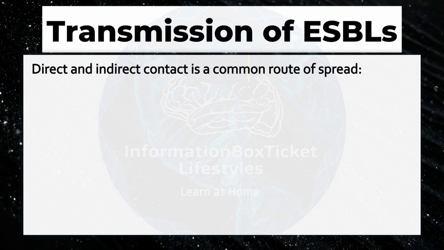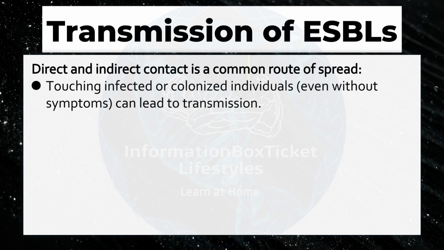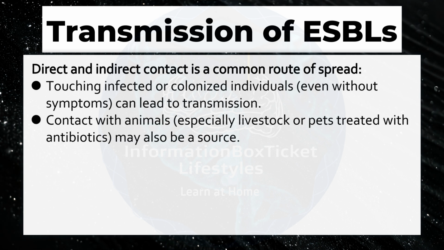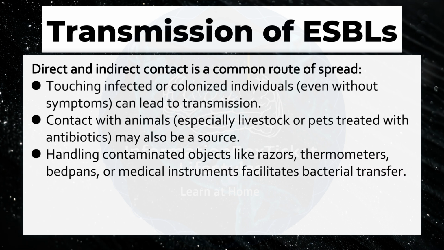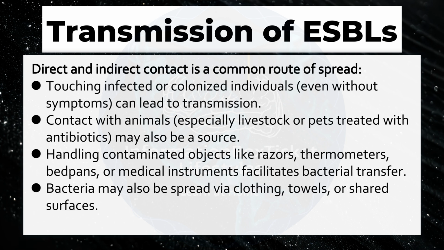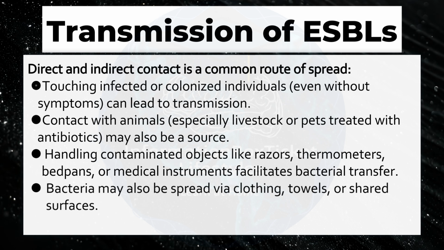Direct and indirect contact is a common route of spread. Touching infected or colonized individuals, even without symptoms, can lead to transmission. Contact with animals, especially livestock or pets treated with antibiotics, may also be a source. Handling contaminated objects like razors, thermometers, bedpans, or medical instruments facilitates bacterial transfer.